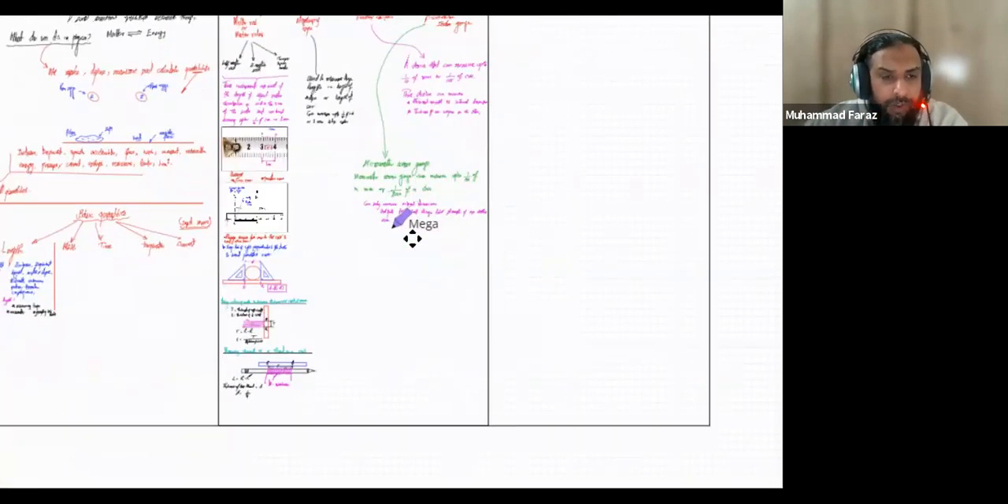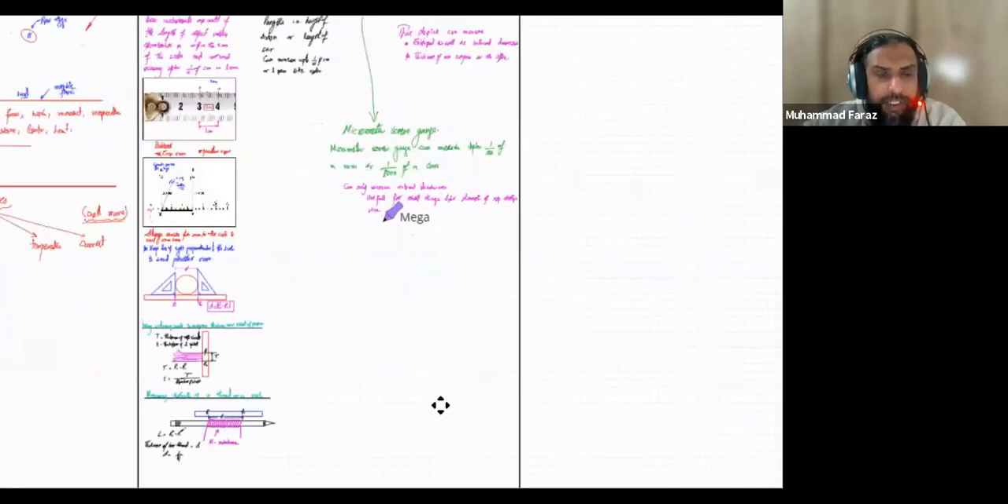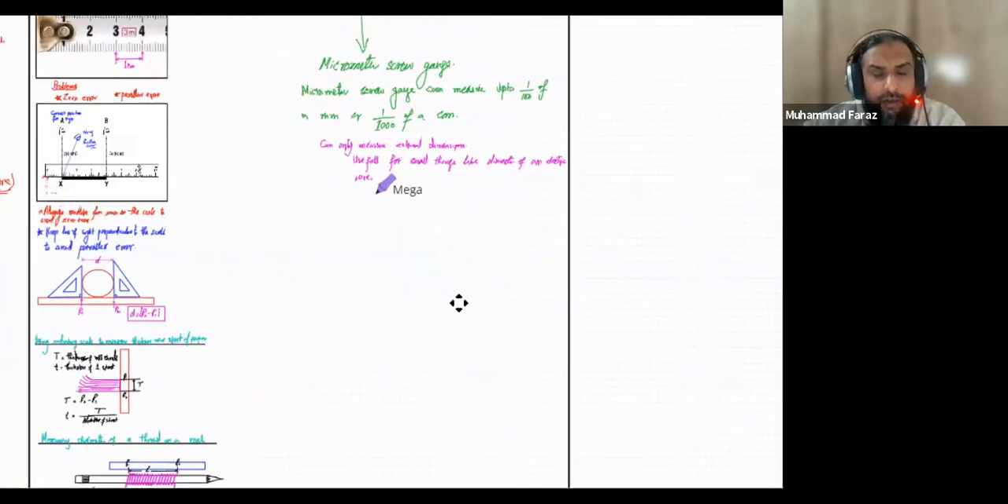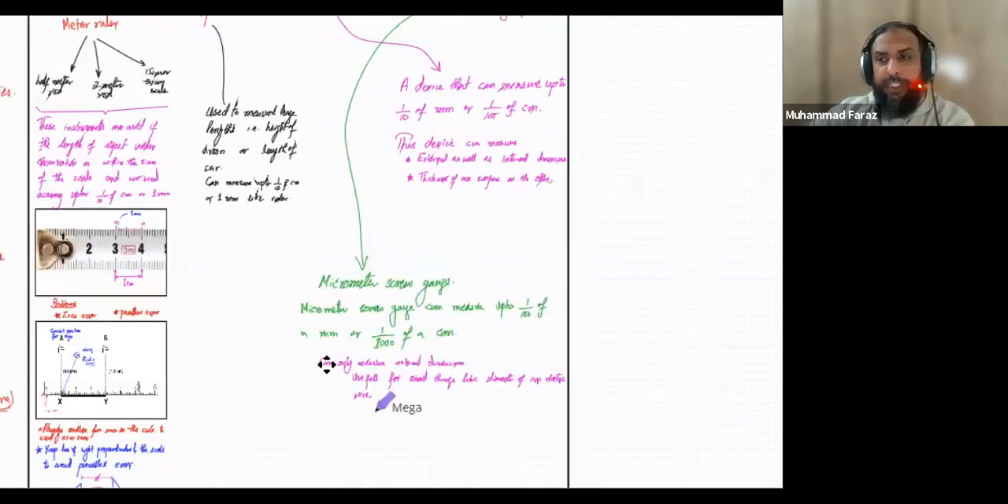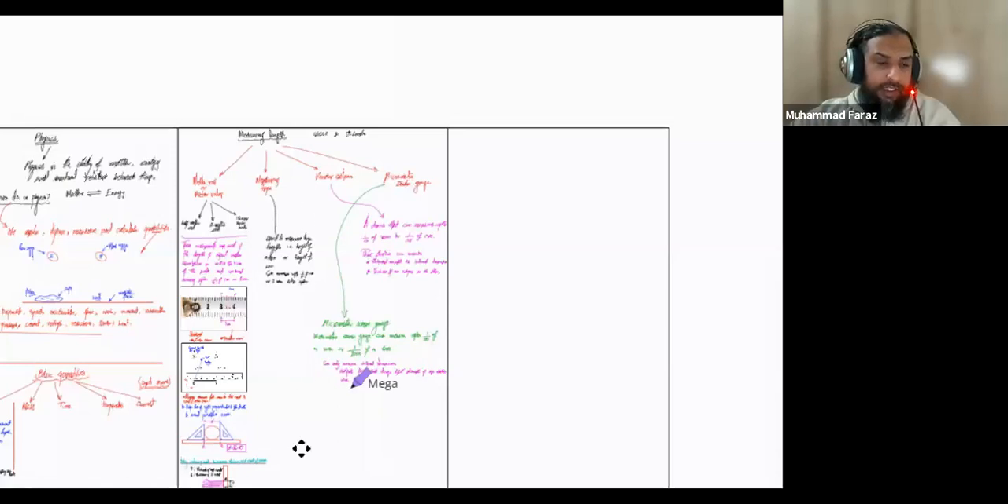So tomorrow we will be learning about vernier calipers and how we take readings from vernier calipers and how we take readings from the micrometer screw gauge. And after that, we will move on to measuring time and measuring mass.